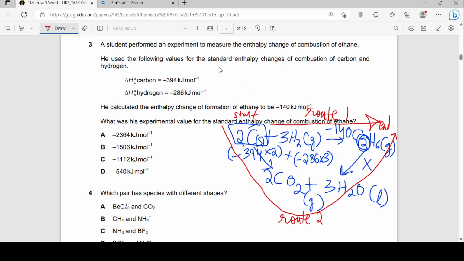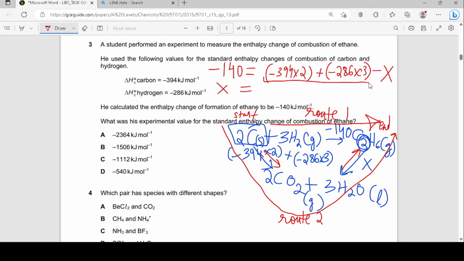Now I will just keep both the sides equal to each other, right? So minus 140, that's from route one, equals, you're following the direction of the arrow, so I'm not going to change the sign, so it's just going to be minus 394 into 2 plus minus 286 into 3. And then over here I'm going against the direction of the arrow, right? So if I'm going against the direction of the arrow, I have to put a minus sign, and then I have x, right? So I'll just put x. Then I will just shift x to the other side.